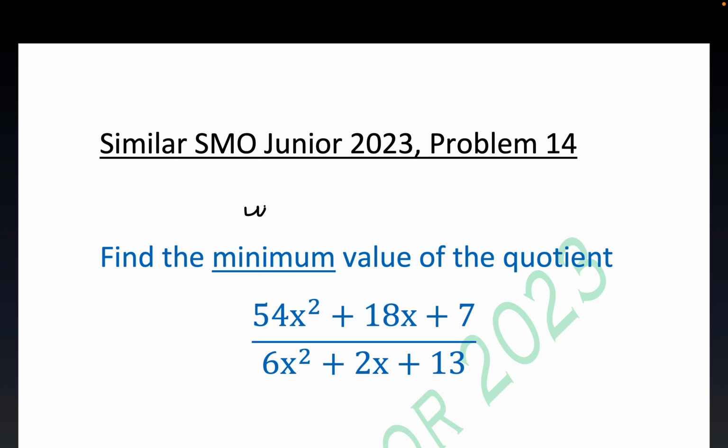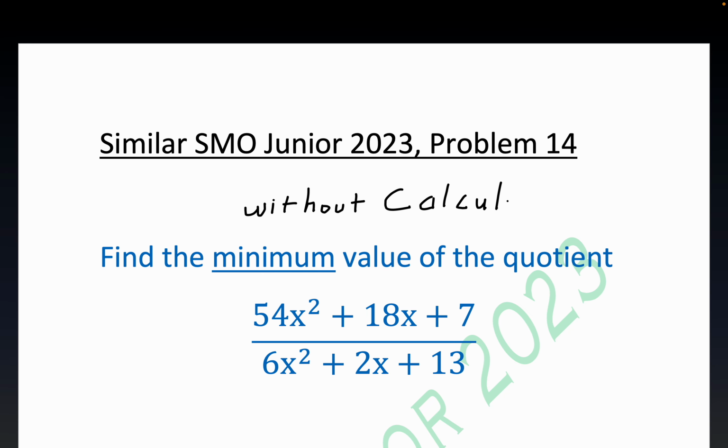Find the minimum value of this quotient. It's similar to an SMO junior problem, and we want to do it without calculus. Now, calculus may not be too much trouble here. You do the quotient rule, and you need to find your horizontal tangent lines by setting the derivative equal to 0. But there's a way to do this without calculus. So that's the approach we'll adopt tonight.